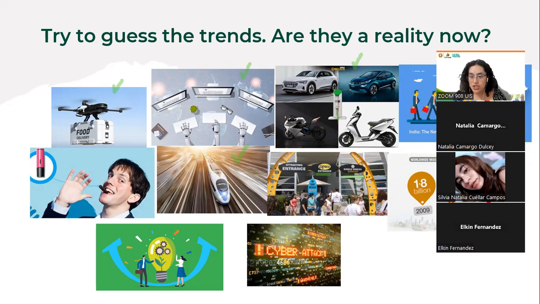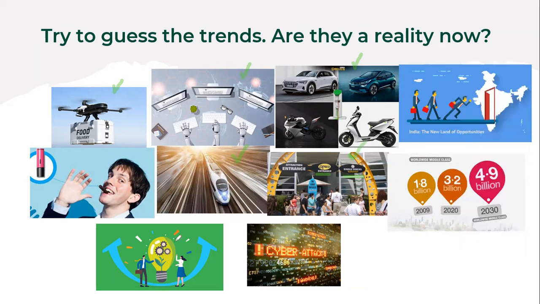So this is one of the predictions that they did in the text. And yeah, this one is very common nowadays for theme parks, for roller coasters, etc. Okay, about the next picture. What can you read here? What do you see? Globalization. Not exactly. Let's read it. It says worldwide middle class. 1 billion, 3.2 billion, 4.9 billion to 2030.